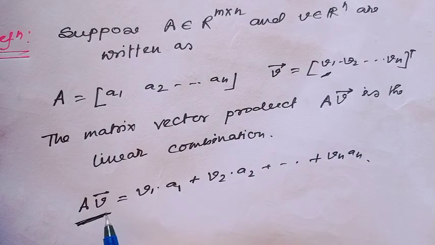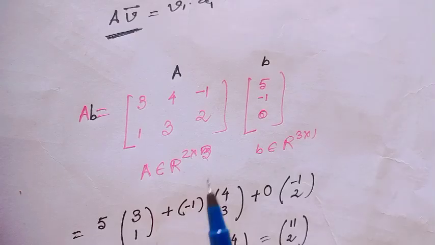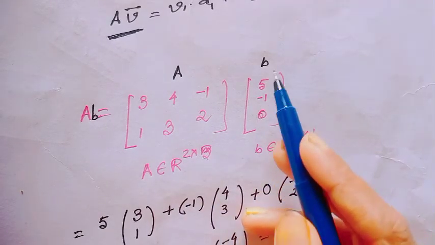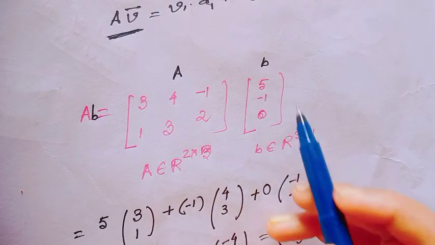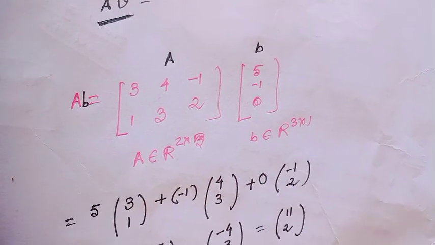Then add them, and I will get the new vector AV. As an example, consider a 2 cross 3 matrix and a 3 cross 1 vector. Then their product would be of this type.